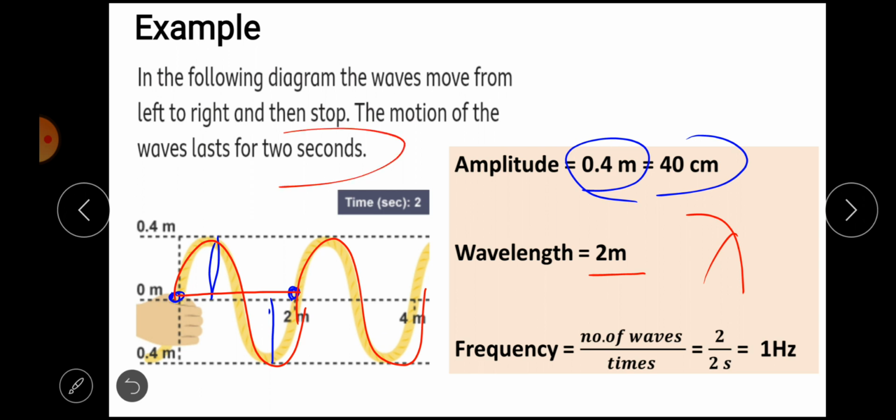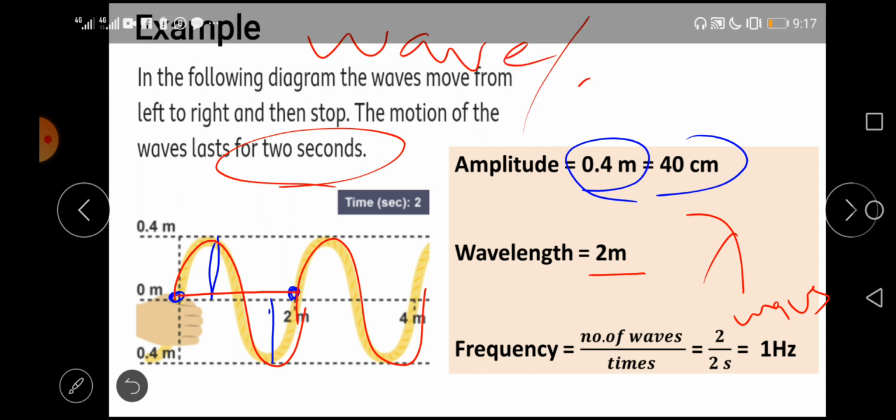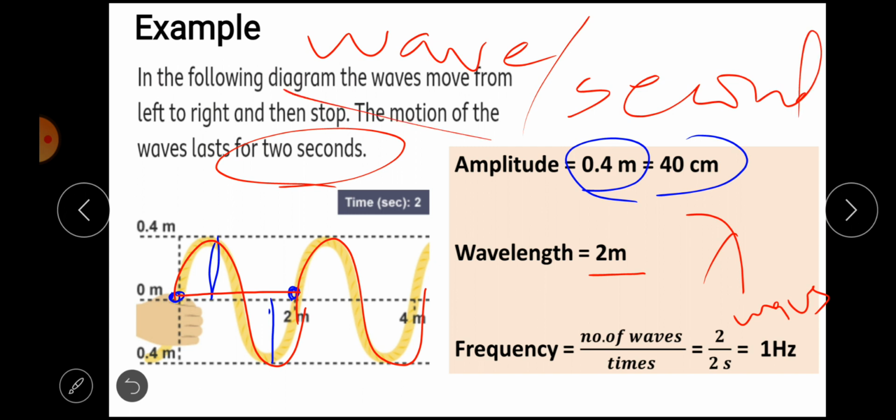So they told us 2 waves form in 2 seconds. So then the frequency here is going to be 2 waves over 2 seconds. So that is going to give us 1 wave per second. So when we have this 1 wave per second, we do not write it like this, 1 wave per second, but we convert it and write it as hertz. So that is 1 hertz.